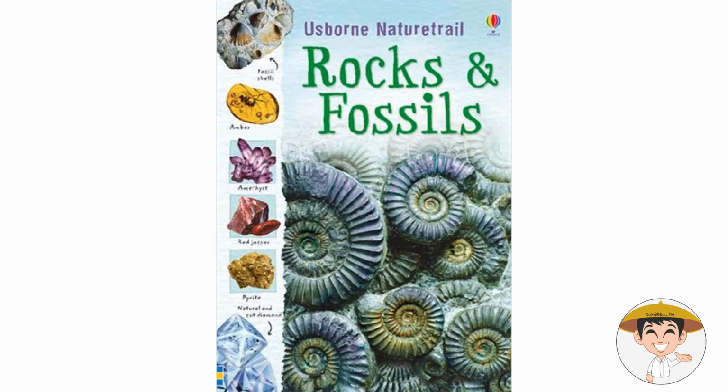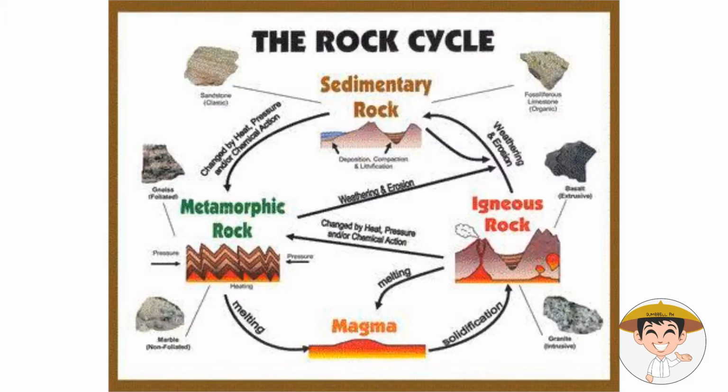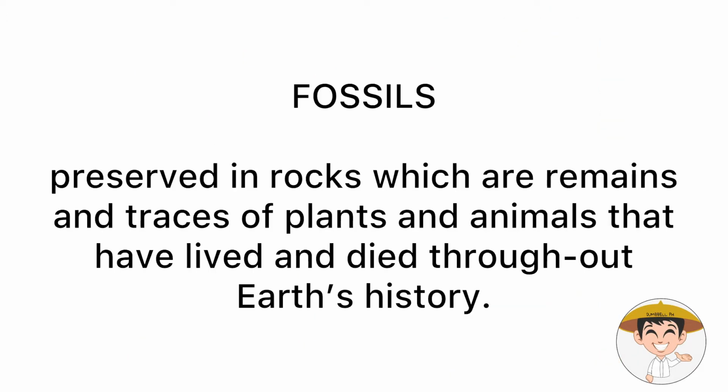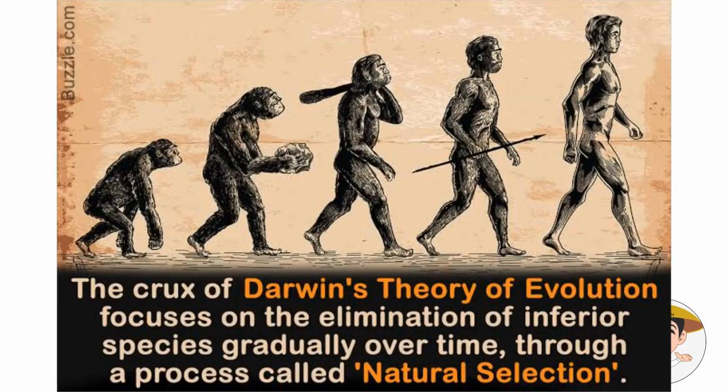So, recycling of rocks, so you can recall the rock cycle. Preserved in rocks are the remains and traces of plants and animals that have lived and died throughout Earth's history, or they are called fossils. The fossil record provides scientists with one of the most compelling evidence for Charles Darwin's theory of evolution. So this theory is about the increasing complexity of life through time.